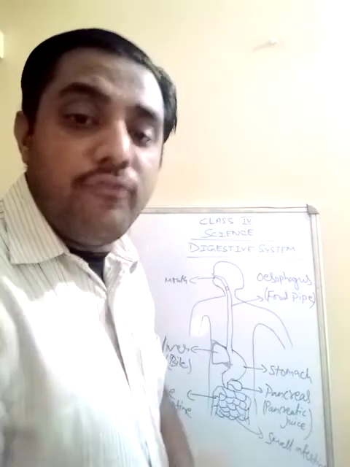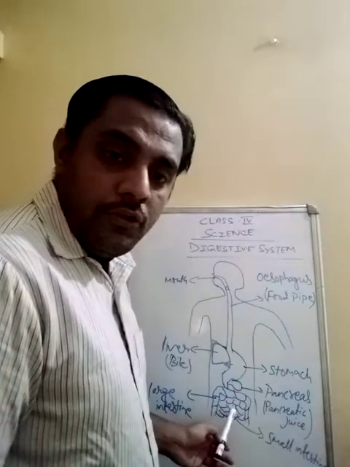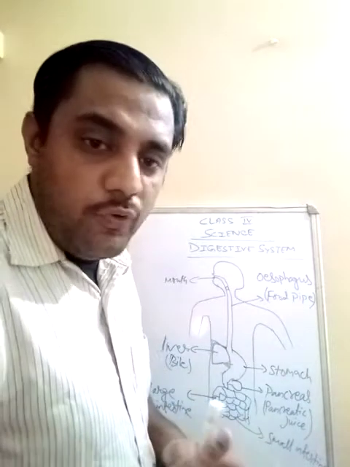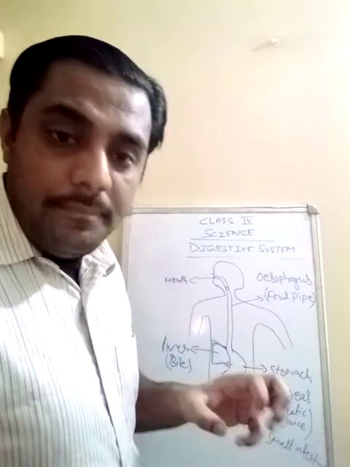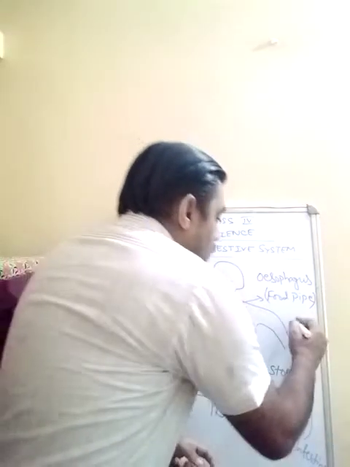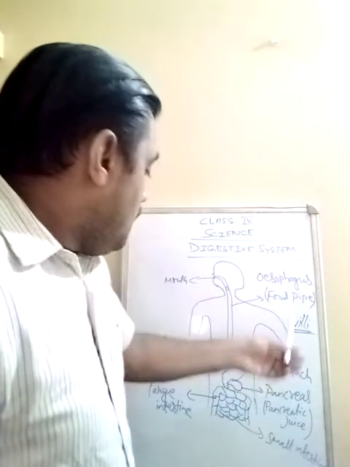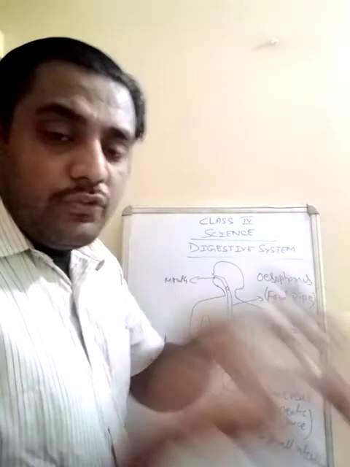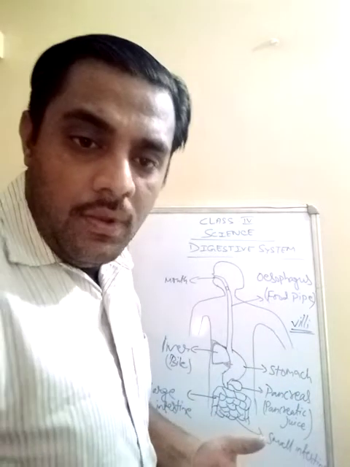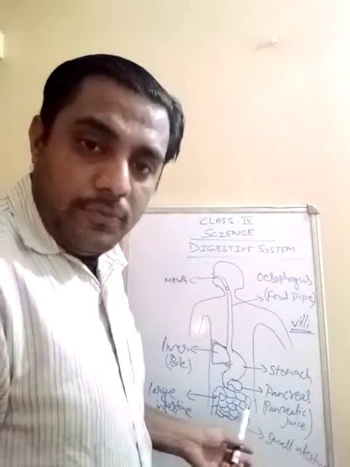Final digestion of food takes place in the small intestine, and whatever nutrients are present in the food, here only they are taken up, because the small intestine has small finger-like projections known as villi, V-I-L-L-I, villi. The villi suck the nutrients from the digested food and pass them into the blood, which carries them to the rest of the body. Now remember this, final digestion of the food takes place in the small intestine.